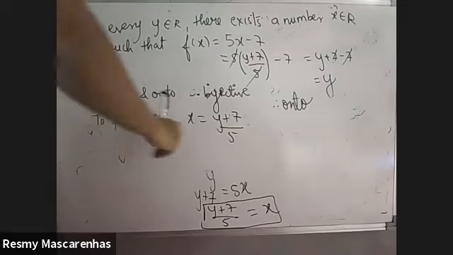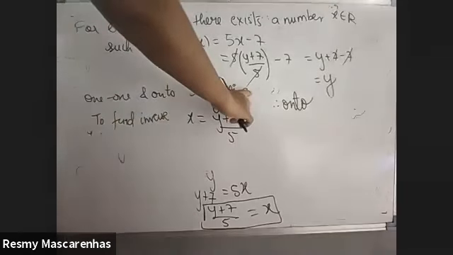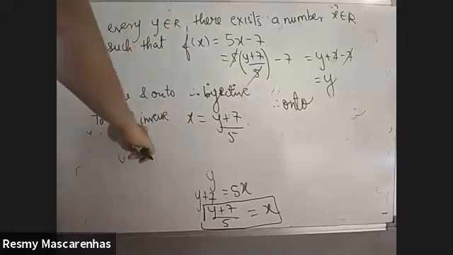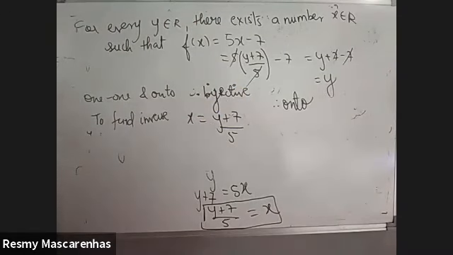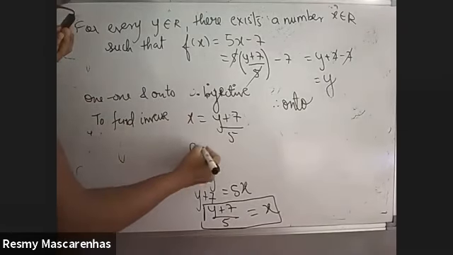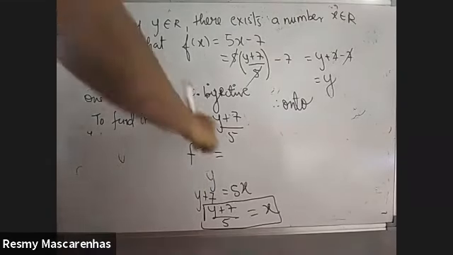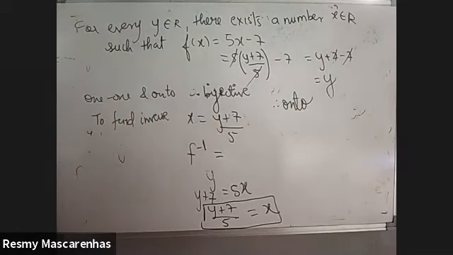Why am I doing this? To find inverse. If it was asked to prove only bijective, then the solution would have been over here. But now they have asked extra to find inverse. So in that case, write this here back. And what you have to do is, instead of x, you have to write f inverse. So this is a fixed step. And wherever there is y, you have to put x.